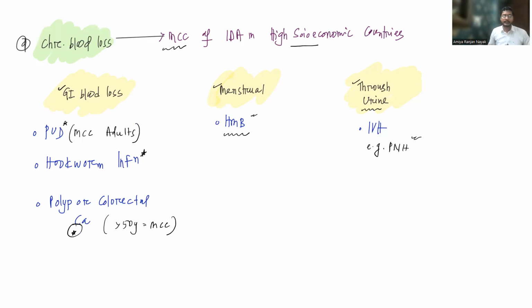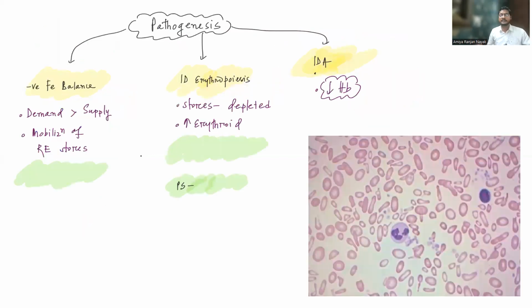Hookworm infections like Ancylostoma duodenale or Necator americanus can also cause chronic GI blood loss leading to iron deficiency anemia. Okay, so these are the etiologies. Now we'll see what are the stages of iron deficiency anemia and the pathogenesis.